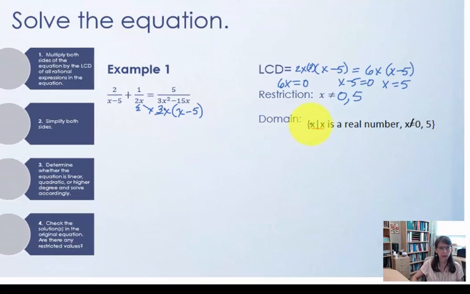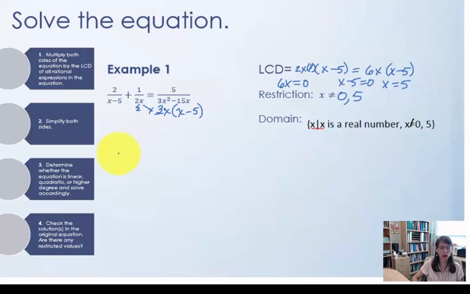Our domain is the set of x such that x is a real number. X cannot equal 0 or 5. So now that we know the domain, we can go ahead and solve the problem, and if any of our solutions are either 0 or 5, those would need to be eliminated.